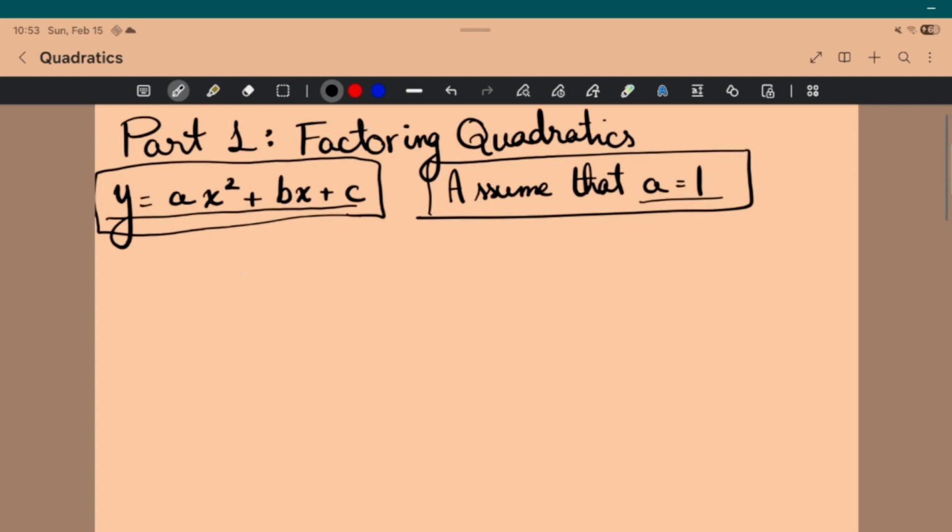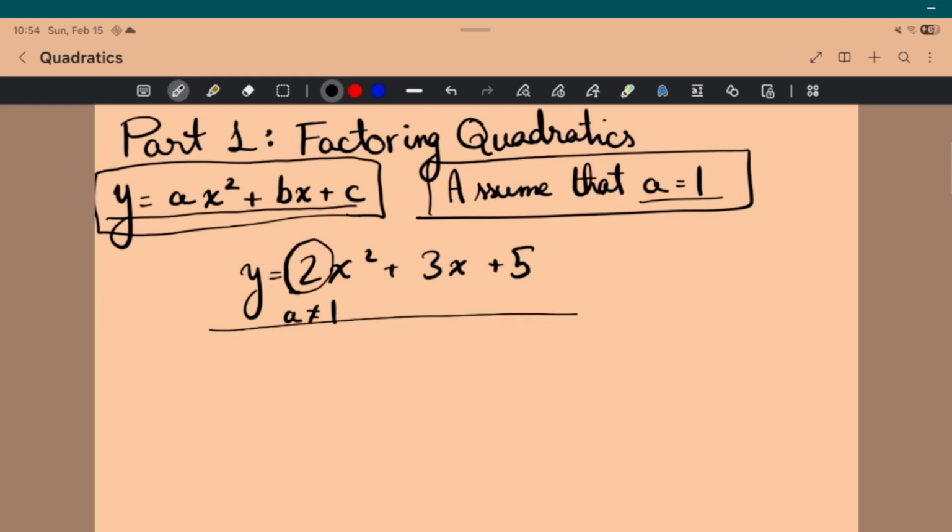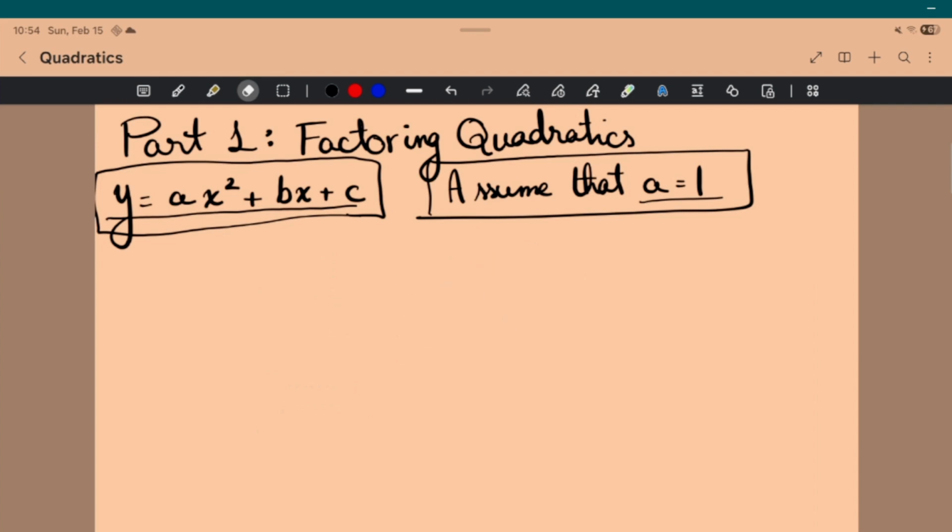So obviously when you have y is equal to 2x squared plus 3x plus 5, for example, we can see here that a is different than 1, since a is equal to 2 in this case. And in order to factor something like this, we are going to need to use another method. We are going to cover that in future videos, but for now, we are going to focus on a is equal to 1.